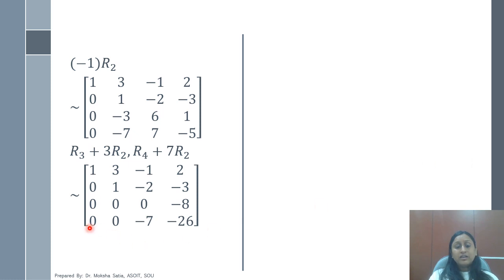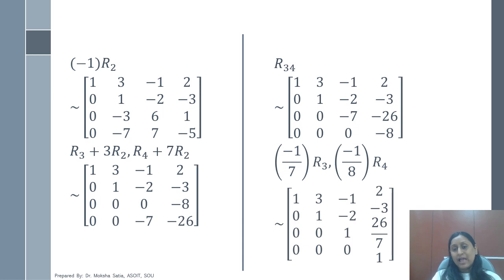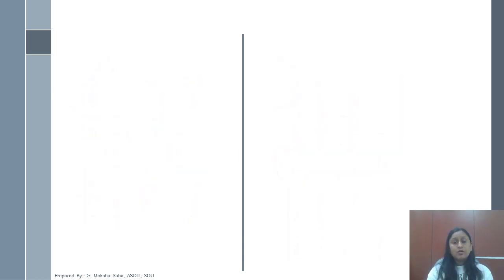Now we want a leading one over here, but you can see if I make a leading one in this fourth row, it will be in the third column, which will violate the third condition of the row echelon form. That's why first we need to interchange the third and fourth row, which makes the matrix like this. Now again let's multiply the third row by minus 1 by 7, and simultaneously we can make a leading 1 in the 4th row by multiplying by minus 1 by 8. After this, we have the resultant matrix in which the 3rd and 4th rows are 0, 0, 1, 26 by 7 and 0, 0, 0, 1. So the above matrix is in row echelon form.